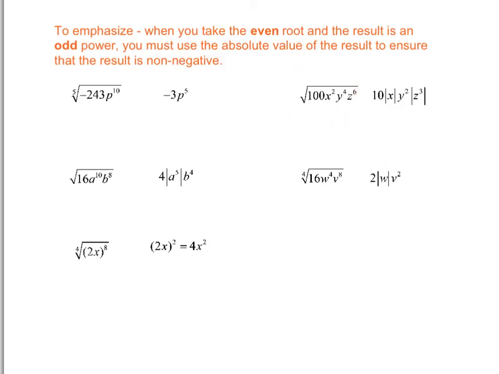Remember, it's a square root in here, so it's an even root. Square root of 100 is 10. Square root of x squared is x. Square root of y to the 4th is y squared. Square root of z to the 6th is z to the 3rd. We need absolute value bars around the x and around the z to the 3rd because if we're following the rules, it's an even root and we have an odd power in our answer, right here. So we need to have absolute value bars on.